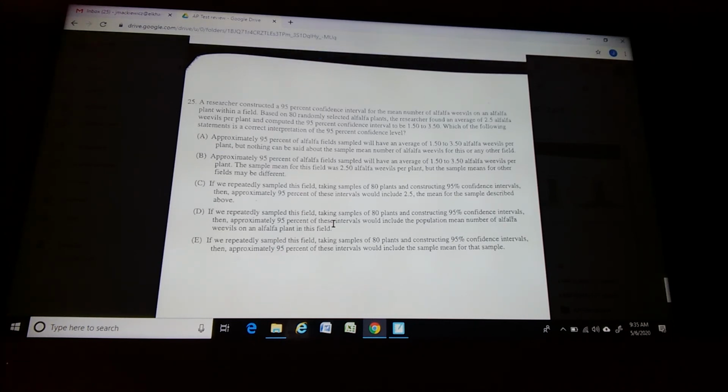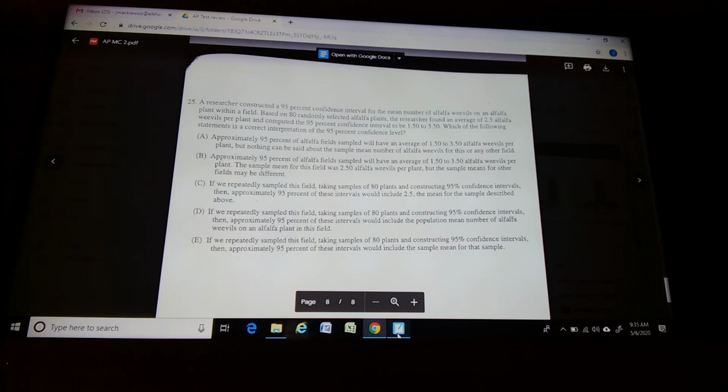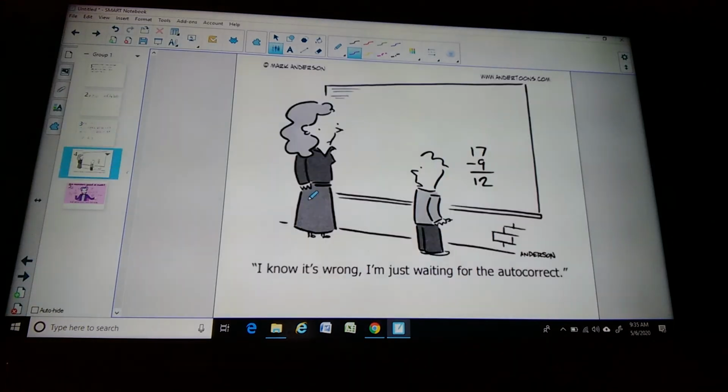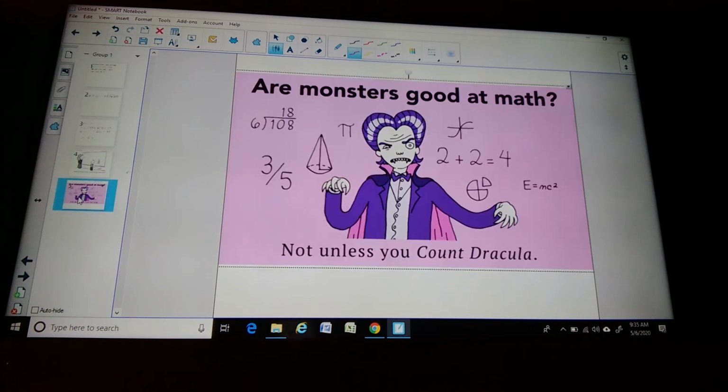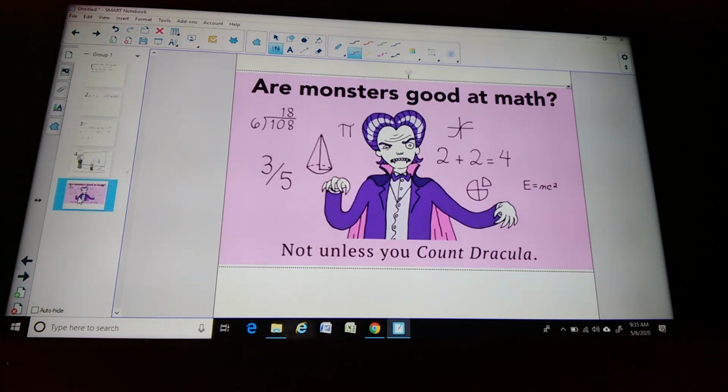All right, there's our answers, but I have a couple of jokes for you. I'll just let you look at this one. And one more joke. Are monsters good at math? Not unless you count Dracula.